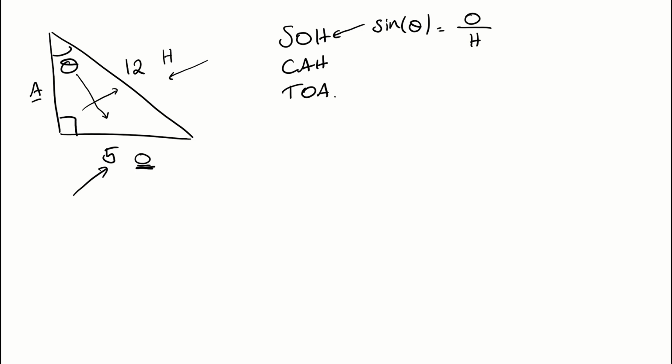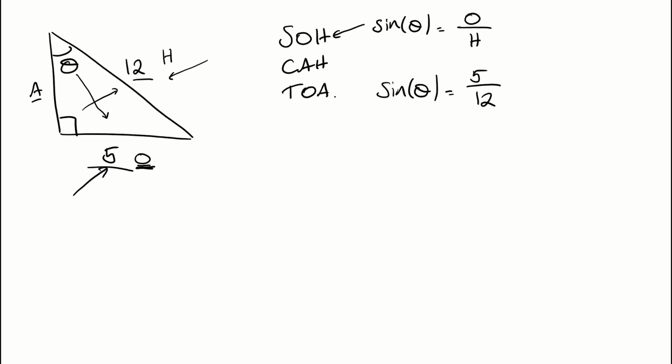Okay, now I can start to put some numbers into this formula. So I don't know what theta is. That's what I'm trying to find. So we'll leave that left-hand side the same. But if we have a look at our right-hand side, I know what the opposite is. I know that the opposite is 5. And I know what my hypotenuse is. I know that my hypotenuse is 12.